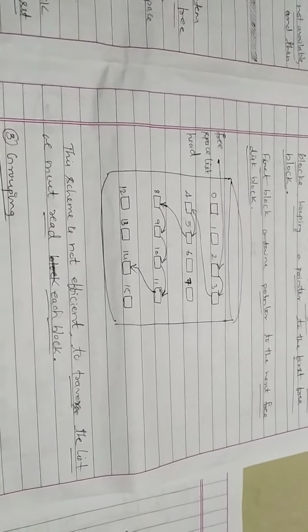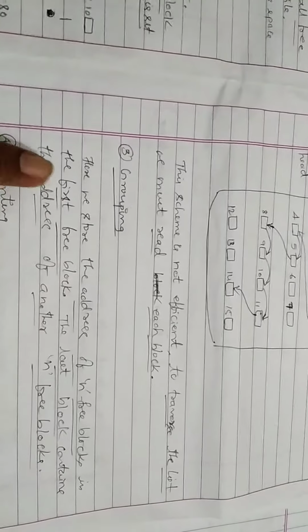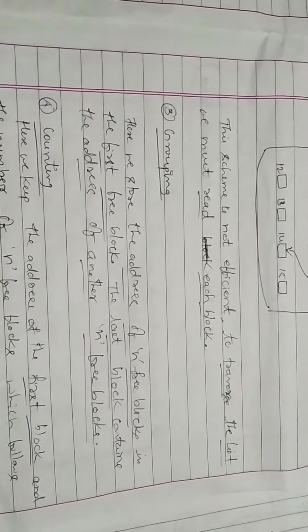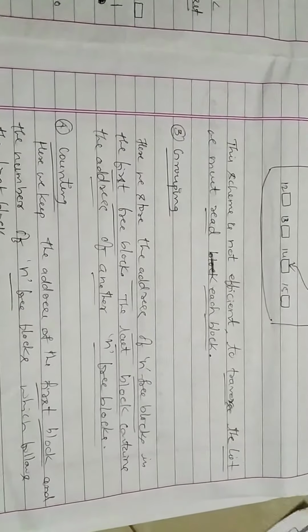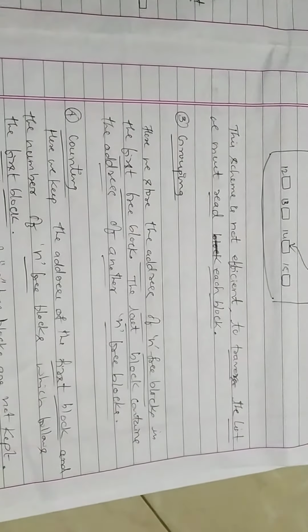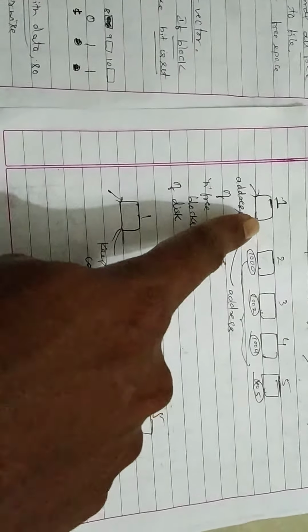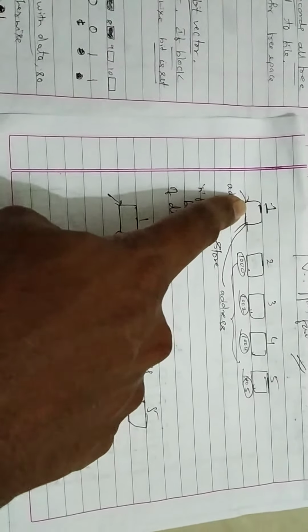The next method in free space management is called grouping. Grouping indicates that you store the information of the list of blocks which are free. Observe here. For the example's sake I have taken 5 blocks, which are free in my hard disk. In the first block I will keep the information of all the blocks which are free in my hard disk.